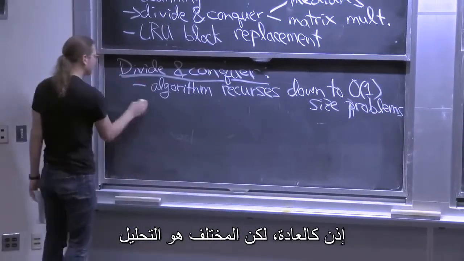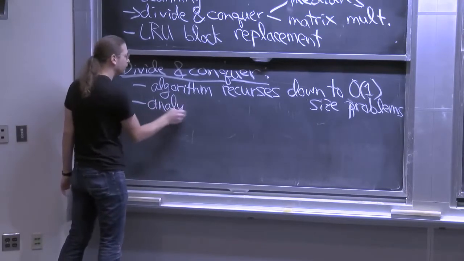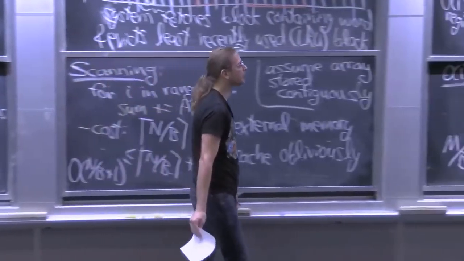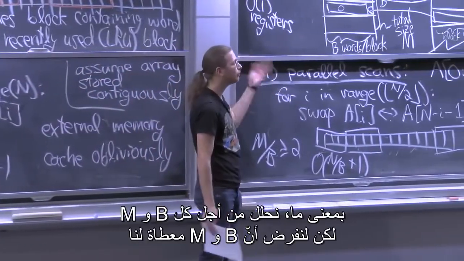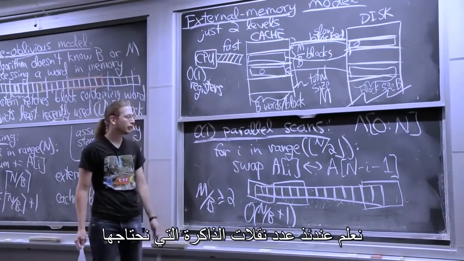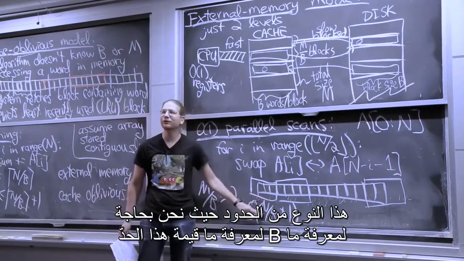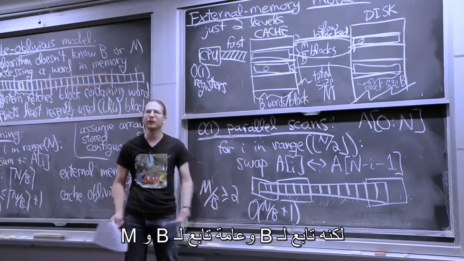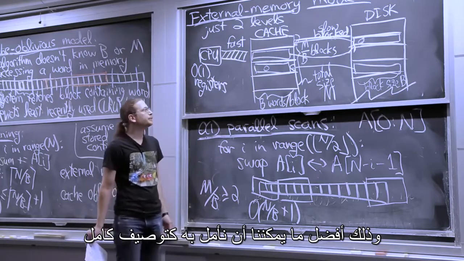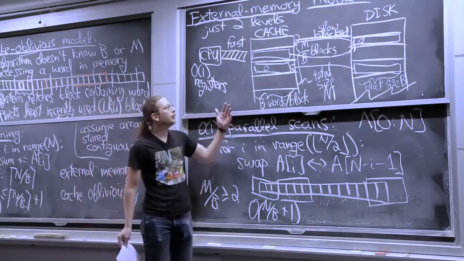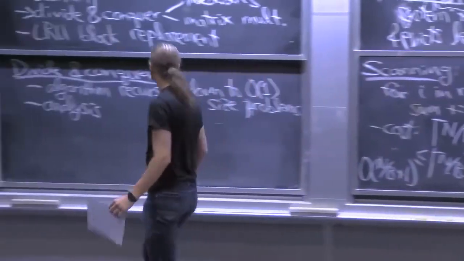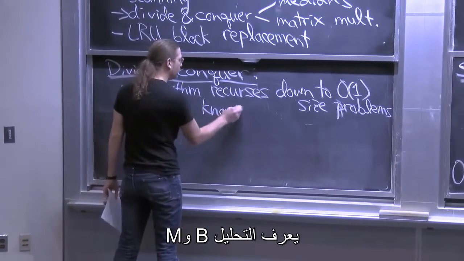But what's different is the analysis. When we analyze a cache oblivious algorithm, we get to know what B and M are. In some sense, we're analyzing for all B and M. But let's suppose B and M is given to us. Then we'll tell you how many memory transfers you need. This kind of bound, you need to know what B is to know what the value of this bound is. But you learn it as a function of B, and in general, a function of B and M. And that's the best you could hope for as a complete characterization. So in the analysis, let's just look at one value of B and one value of M. So analysis knows B and M.